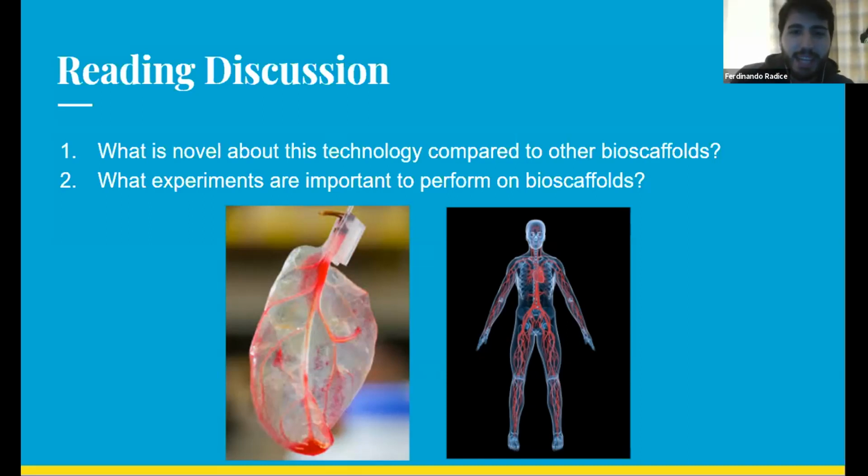So, a scaffold for tissue engineering should mimic, as closely as possible, the in vivo microenvironment of the cells that we are trying to grow on it. Some important parameters to assess are, for example, the stiffness and the elastic modulus of the scaffold.